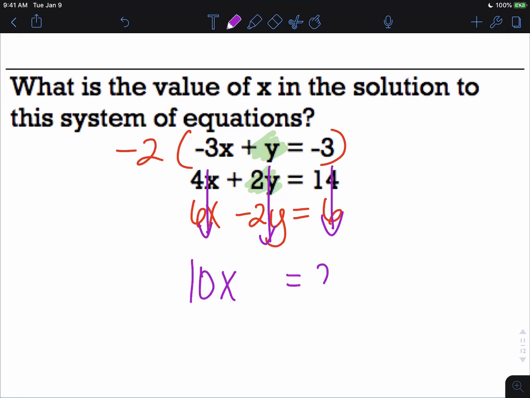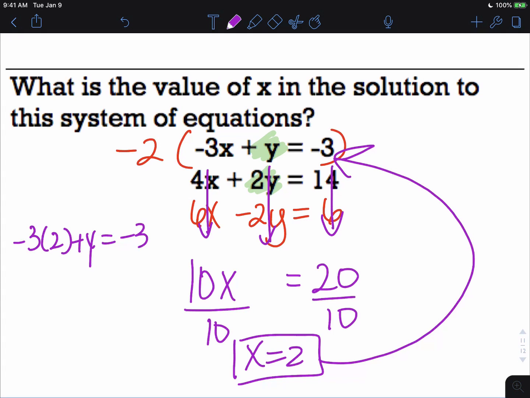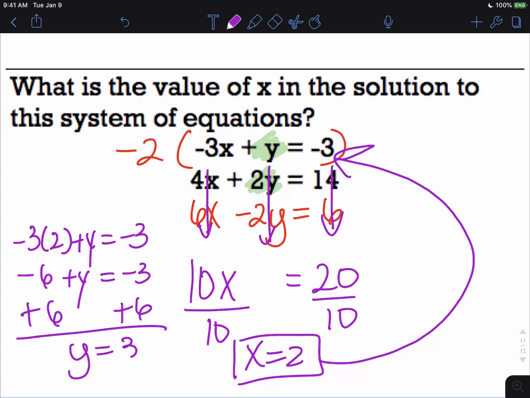10x equals 20. So now I have an answer for x. I can plug it back into whichever one would be easiest. I think it'd be that, because that's already a 1y. So negative 3 times 2 plus y equals negative 3. So my solution is 2, 3. Or if they were only asking for x, it would be 2.